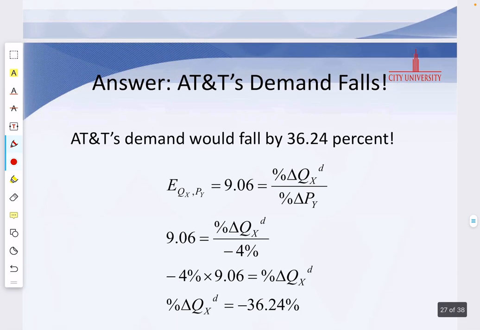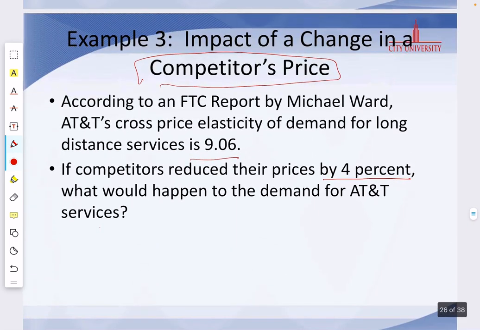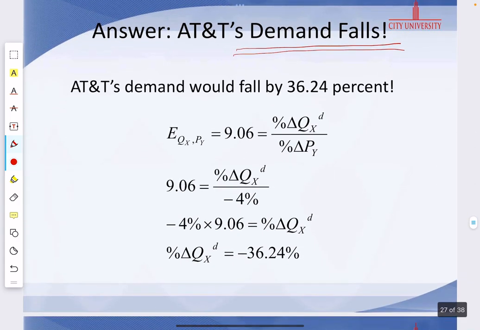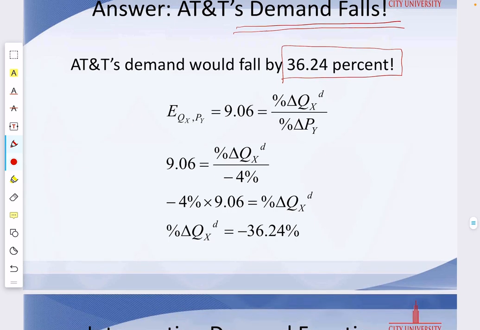Of course, the common sense answer is that demand will fall, because the competitor reduced price by 4%. But how many percent? Before this, maybe we would just use a qualitative answer, but by using this elasticity analysis, we can calculate how many percent. Let's say 36.24%. All right.